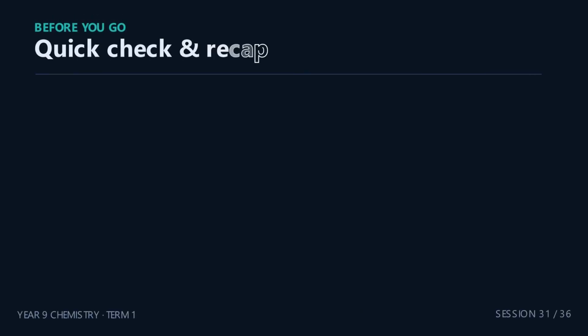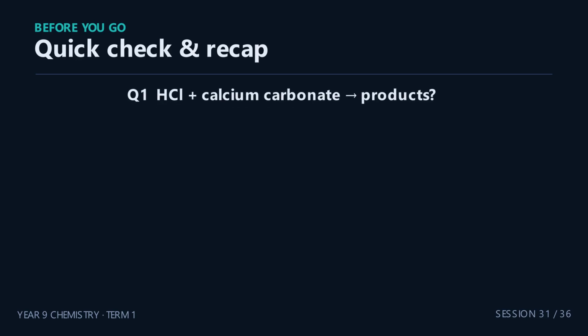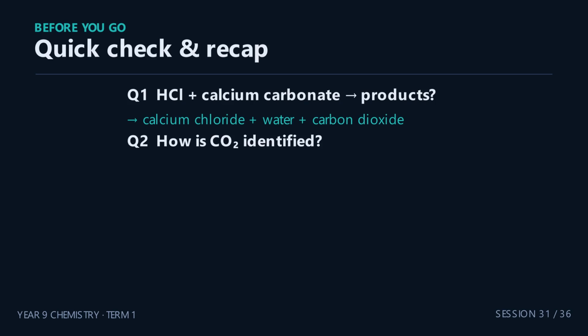Let's check your understanding. Question 1. Which products form when hydrochloric acid reacts with calcium carbonate? Pause and answer. Calcium chloride, water, and carbon dioxide. Question 2. How do we identify carbon dioxide? It turns limewater milky.